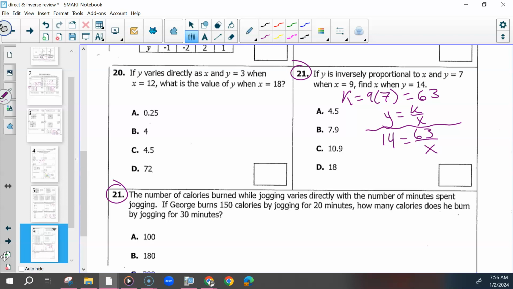Multiplying 63 wouldn't get x out of the denominator. Multiply x on both sides, then we can divide both sides by 14. And that would give us 4.5. Do you have any questions on that one before we do the last one?